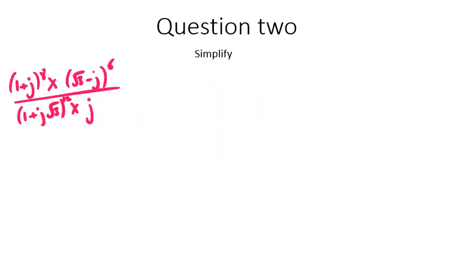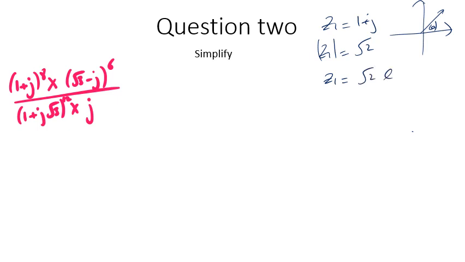How about converting each of these into exponential form? For example, let's call 1 plus J Z1. If I plot that in the Argand diagram, 1 plus J is in the first quadrant. And what's the length of that vector? The modulus of Z1 is the root of 1 squared plus 1 squared, which becomes root 2. The angle theta is pi by 4. Remember that. So we can write Z1 in exponential form as root 2 e to the j pi by 4.